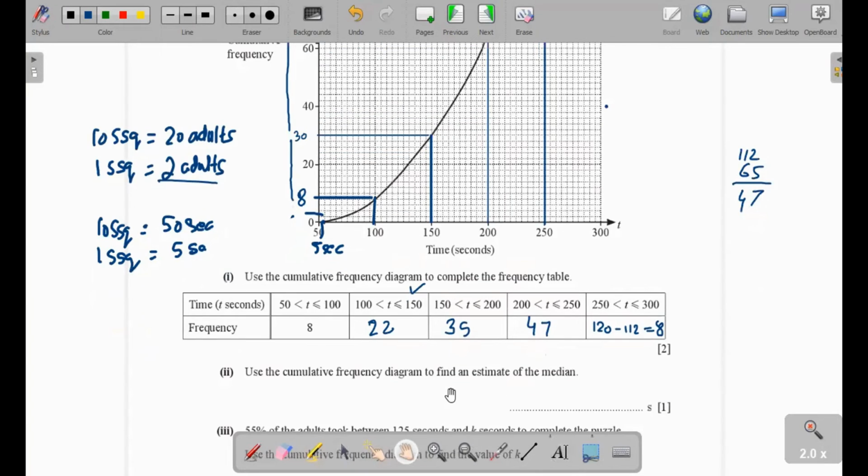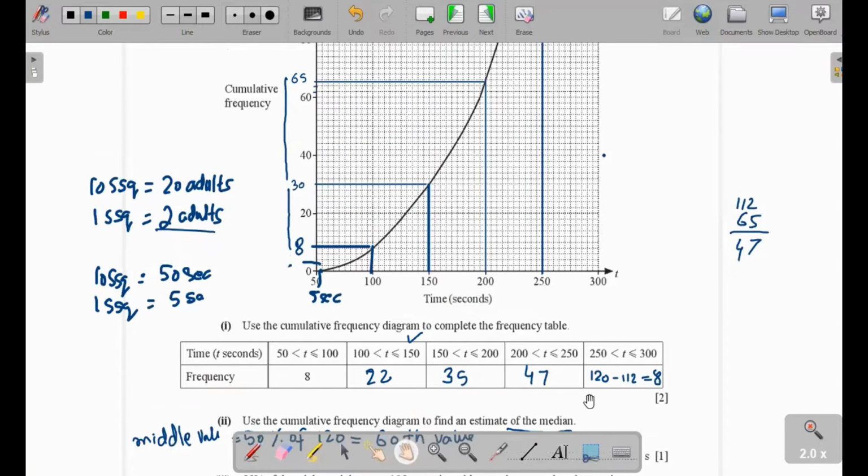Use the cumulative frequency diagram to estimate the median. The median is the middle value of the data. The total number of data is given as 120 adults. 50% of 120 is the middle value. 50% of 120 is the 60th value, and it means the 60th adult's time to complete the puzzle. Now, this is the 60th value.